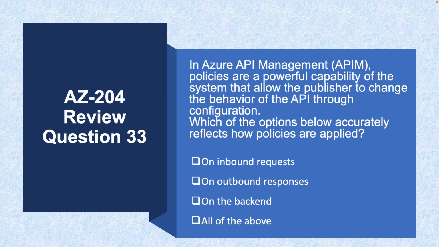Question number 33. In Azure API management, policies are a powerful capability of the system that allow the publisher to change the behavior of the API through configuration. Which of the options below accurately reflects how policies are applied? The correct answer is all of the above. A configuration can be divided into inbound, backend, outbound, and on error. The series of specified policy statements is executed in order for a request and a response.